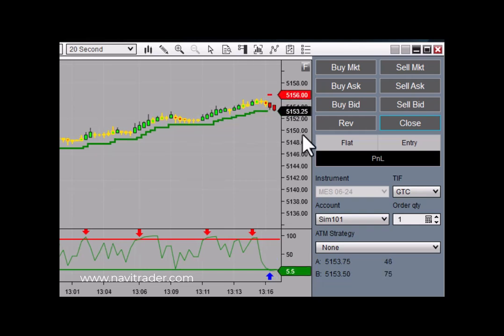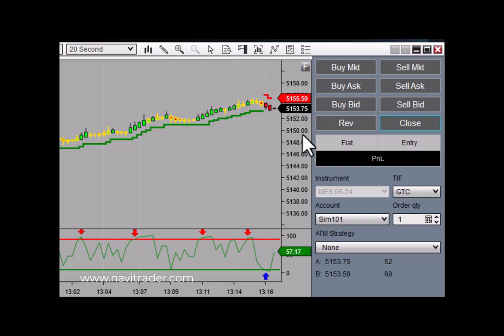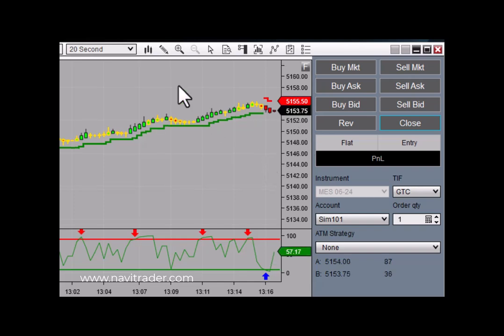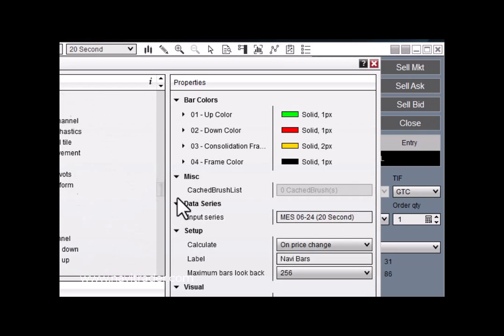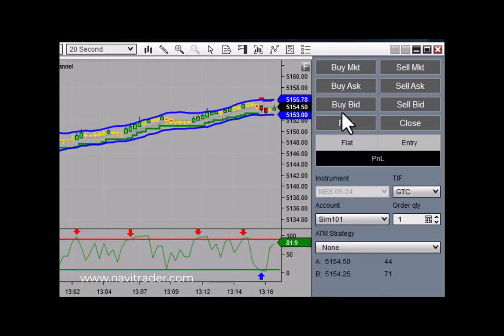Alright, so these pullbacks happen all the time. We'll give you a low risk entry point, and we're going to apply the Navitrator velocity channel to this chart and enter a long trade on the lower portion of that velocity channel on a limit order. Here we put in a buy limit order.